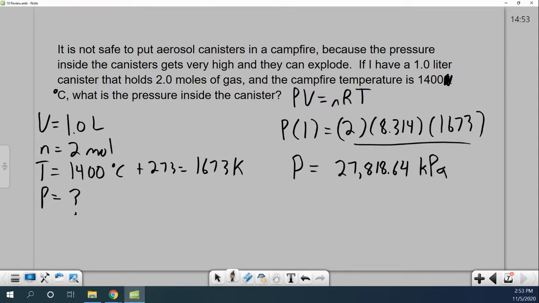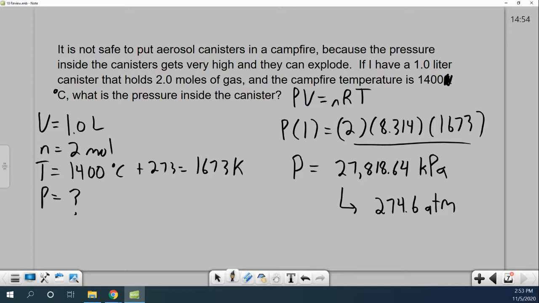So let's divide that. I'm just out of curiosity. Divide by 101.3. That's 274.6 atmospheres. So our atmospheric pressure times 274. That is an insanely pressurized canister, which is why they explode. And that is why you do not want to throw them into a fire.